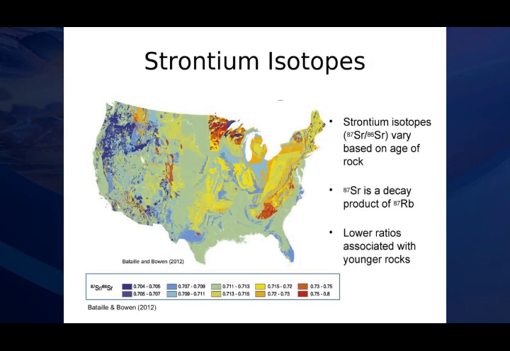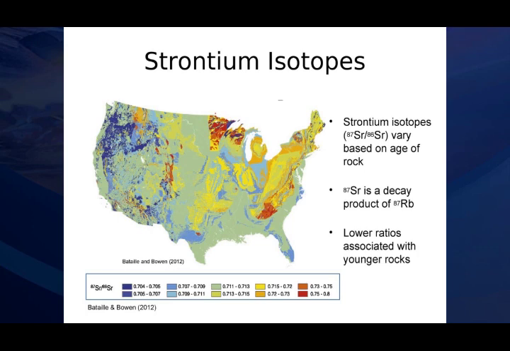Strontium isotopes are a little bit different. It is a heavy isotope. It substitutes for calcium in the skeleton, including bones and teeth, as a trace element, and it can be measured in trace amounts with mass spectrometry.